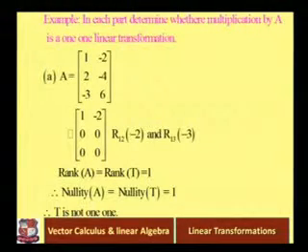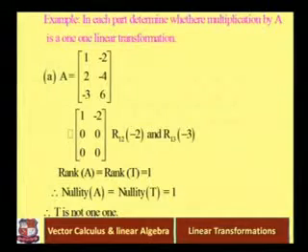In each part, determine whether multiplication by A is a one-to-one linear transformation or not. Clearly we have to convert this matrix into row echelon form, and let's see how many non-zero rows are in that standard matrix. From the non-zero rows we can find the rank of the matrix, and from that we can find the nullity of T. Okay, the first one is very simple.